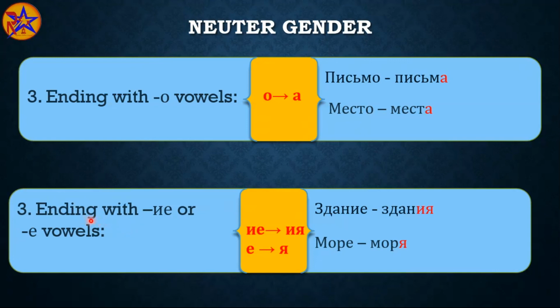And when a noun ends with "ие" or "ье" vowel, then "ие" turns into "ия" and "е" turns into "я" sound. Здание, здания. Море, моря.